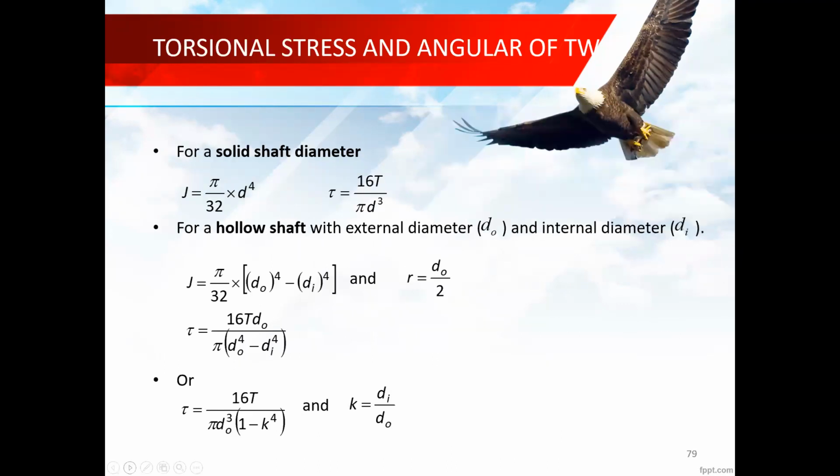So for a solid shaft, J is equal to pi over 32 times d exponent 4, and the shear stress is 16T over pi d cube. For a hollow shaft with external diameter d sub O and internal diameter d sub I, J is equal to pi over 32 times d sub O exponent 4 minus d sub I exponent 4, and R is equal to d sub O over 2. So the shear stress tau is 16T d sub O over pi times d sub O exponent 4 minus d sub I exponent 4, or tau is equal to 16T over pi d sub O cube times 1 minus K exponent 4, and K is equal to d sub I over d sub O.